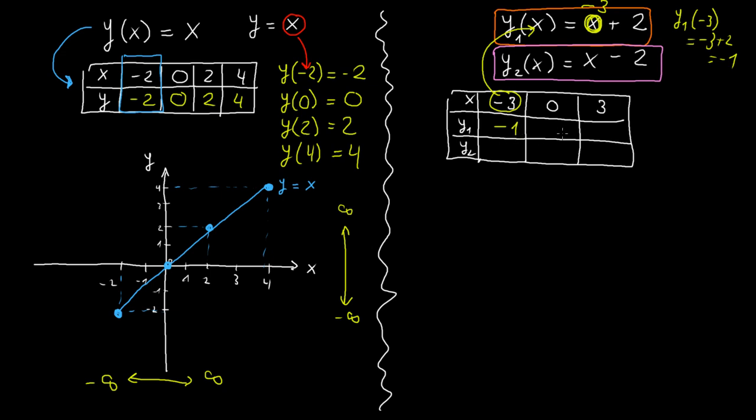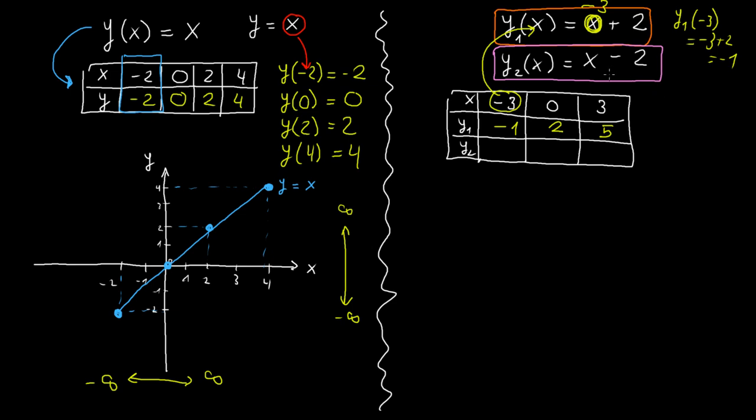We repeat this process, so we plug in 0. 0 plus 2 is 2, and 3 plus 2 is 5. Okay, now let's do the other one as well. So I think I'll just use yellow.